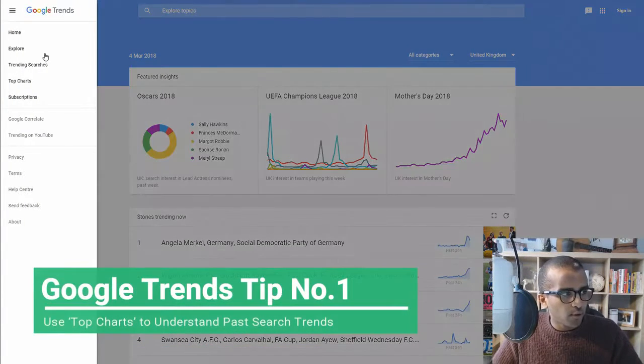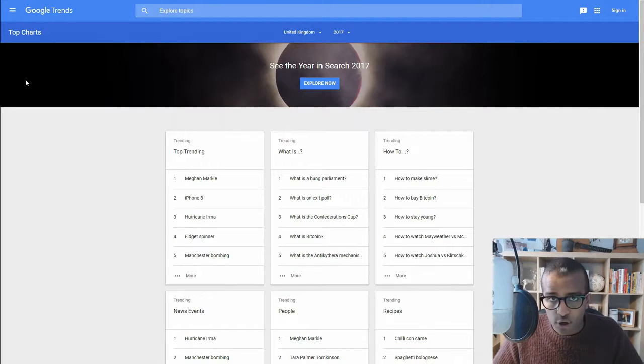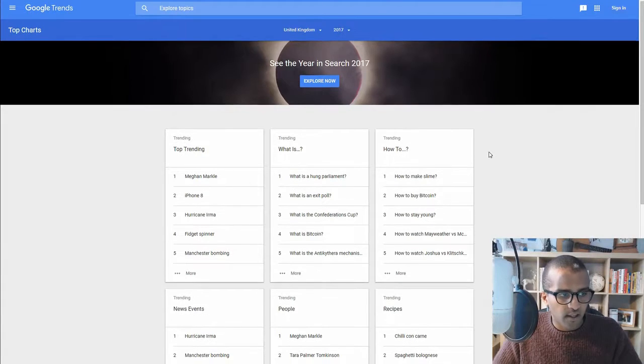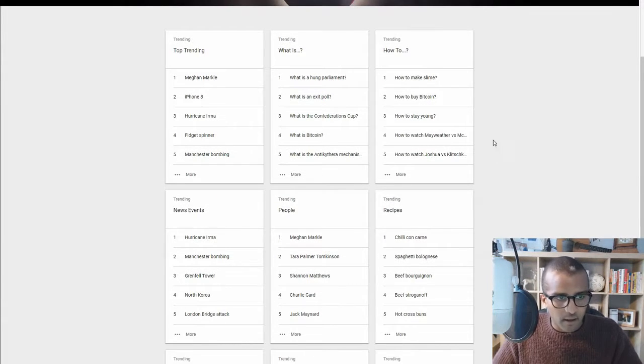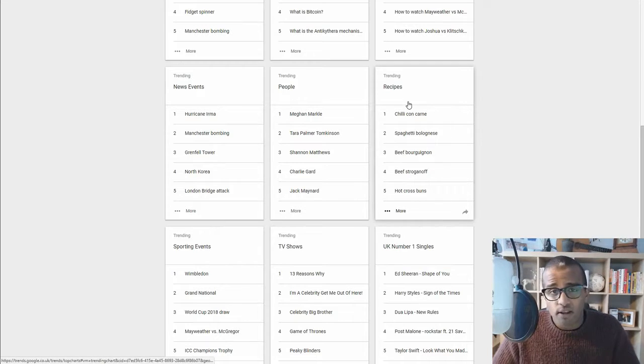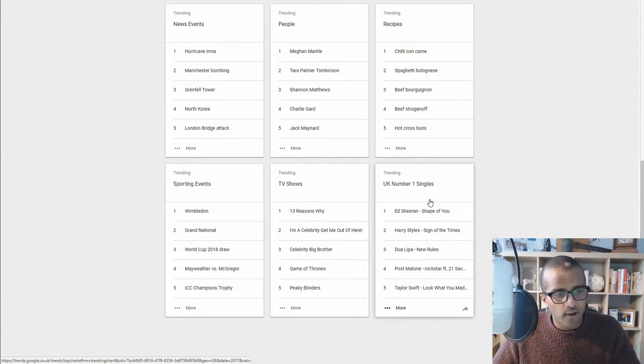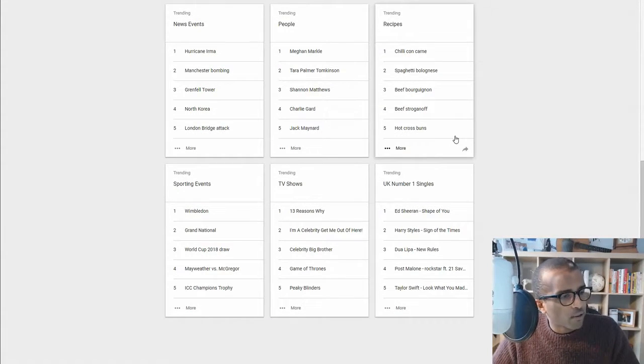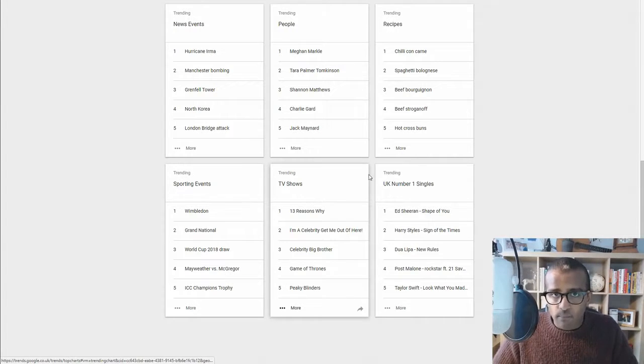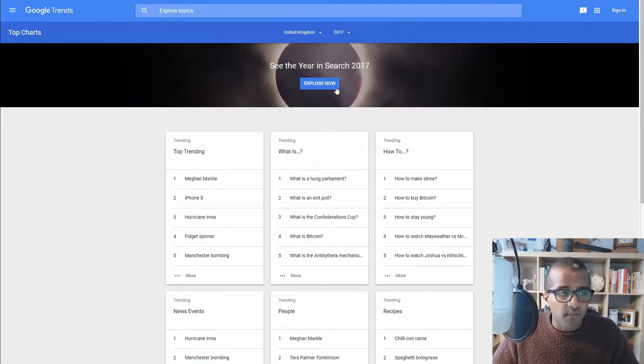If you click on menu and take it to the top shelf, then you can look at the search behavior in the past. In this case, it's the UK 2017, and as you can see, there are particular topics you can look at. For example, Meghan Markle was a top trending search, and the top recipe for some reason is chili con carne. Ed Sheeran single is the top search behavior, and Wimbledon is the top most searched sports event, and you can go on. And you can look at it in a specific location as well.